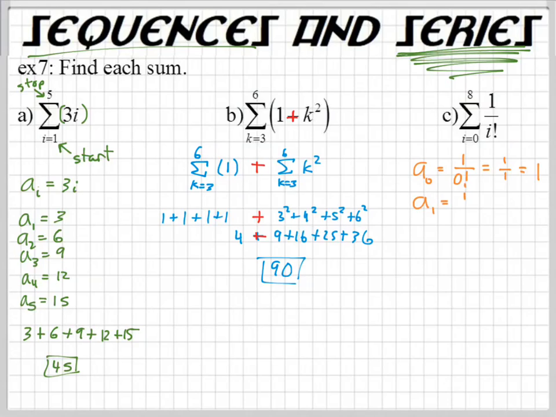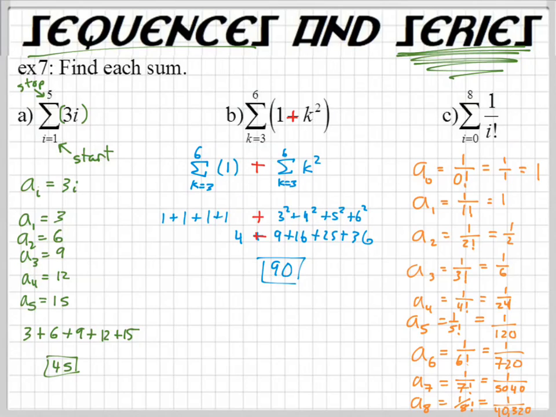So if I plug in 1, what do I get? 1. If I plug in 2, what do I get? So I have 1 over 2 factorial. What is 2 factorial? 2 times 1. So it's just 1/2. And next one I have a sub 3, it'd be 1 over 3 factorial, and 3 factorial is 6. Next one is a sub 4, 1 over 4 factorial. Alright, so I did them all.